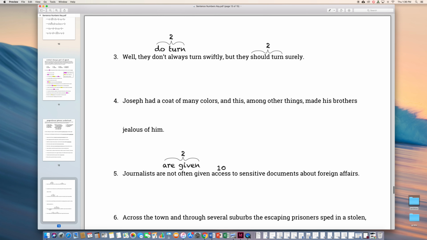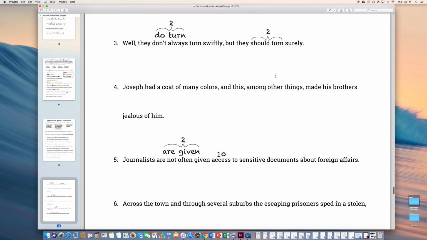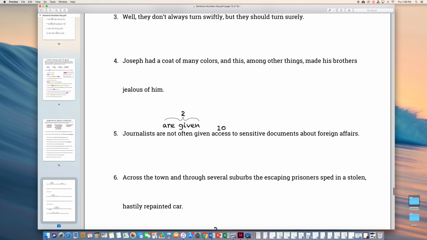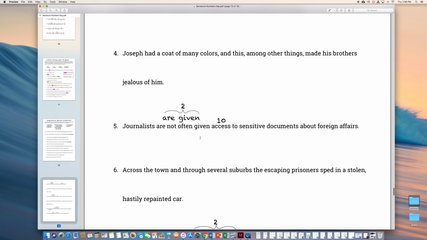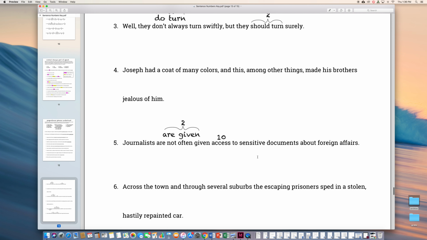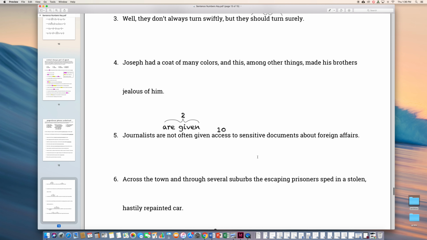Here we have a more straightforward one, should turn. Both of those words taken together are the simple predicate, okay? We have another case of the two verbs, the auxiliary verb and the action verb, being separated by other modifiers, right? Not is a modifier of often, and often is a modifier of are given, right? So this is the adverb, are given how, are given often, but not is modifying often to make it mean the opposite, okay?